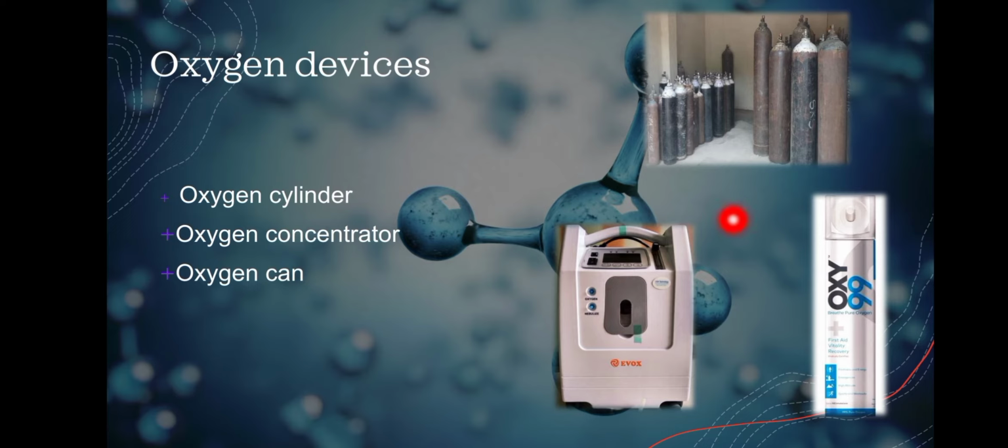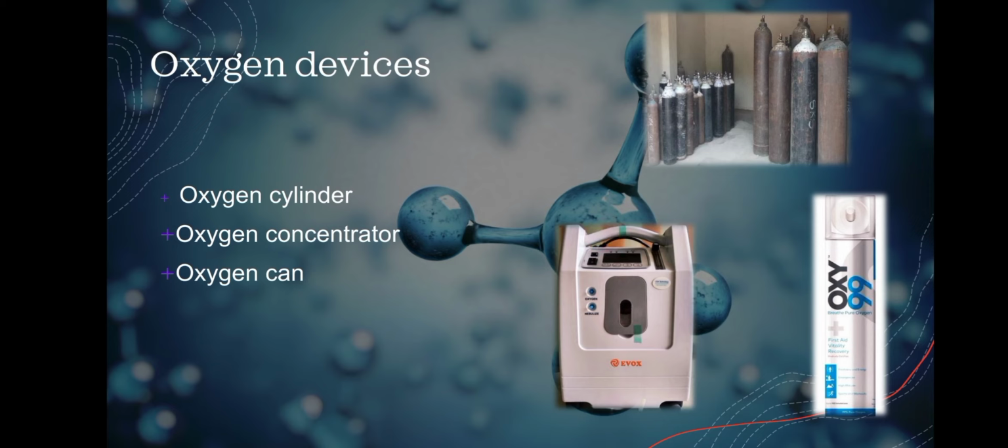This is a device called an oxygen concentrator. This will take the atmospheric air, extract the oxygen in it, concentrate the oxygen and get it to you through a mask. So if your oxygen requirement is less than 8 liters per minute, then you can go for this.